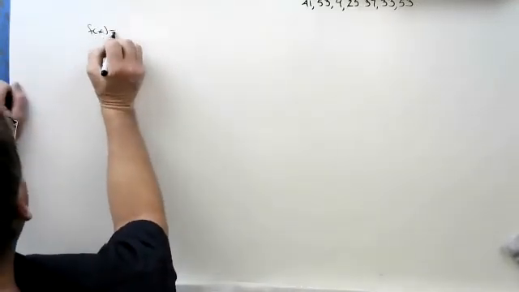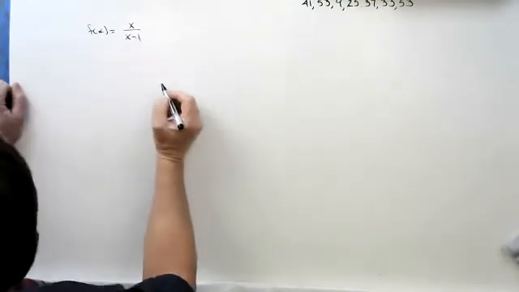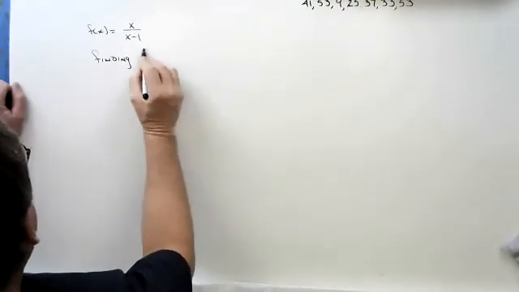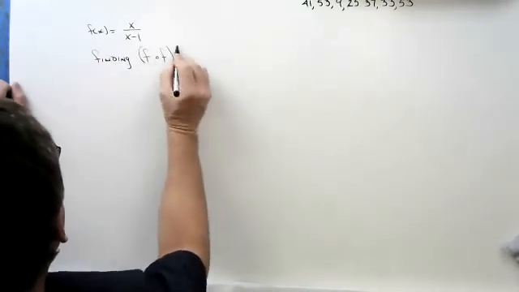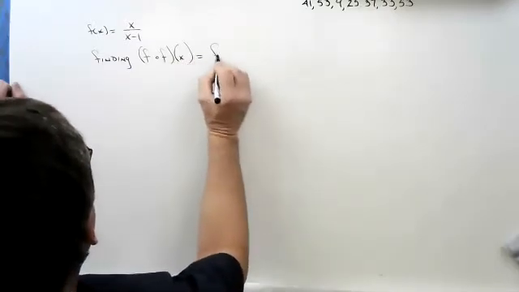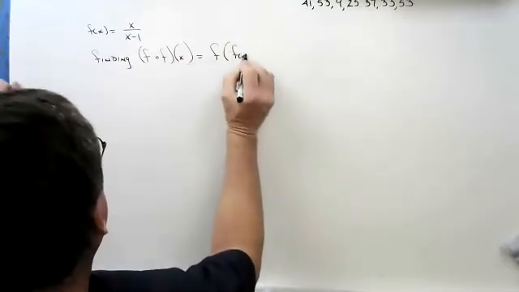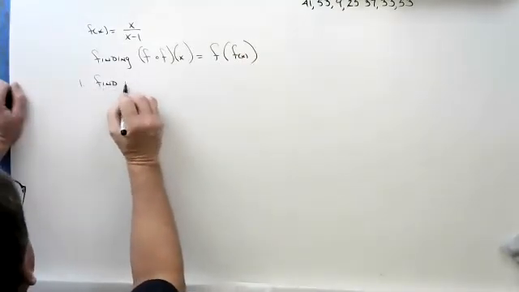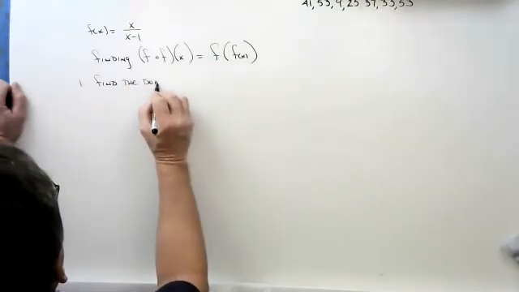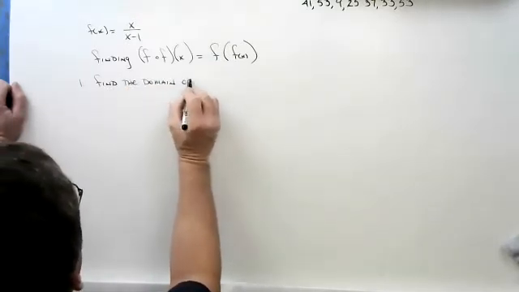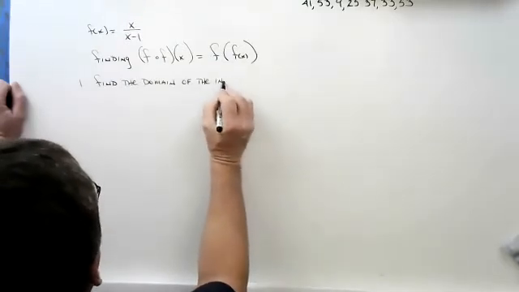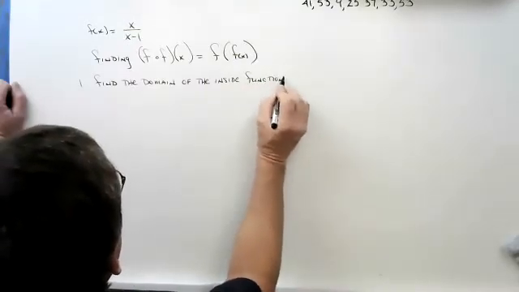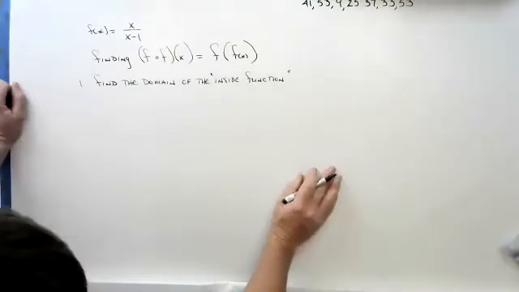Don't forget, f of x was x over x minus 1, right? And we were finding f composed with f, which we said was f on the outside, and as it turns out, f on the inside as well. So step 1, find the domain of the inside function. I'll write it as inside function this time, so it's more clear to them.